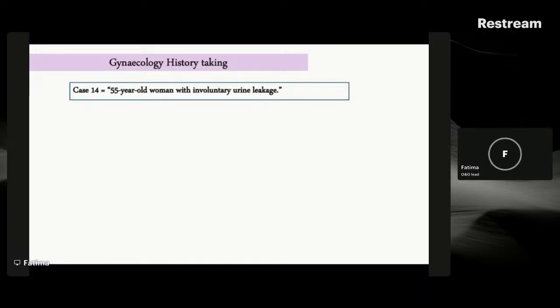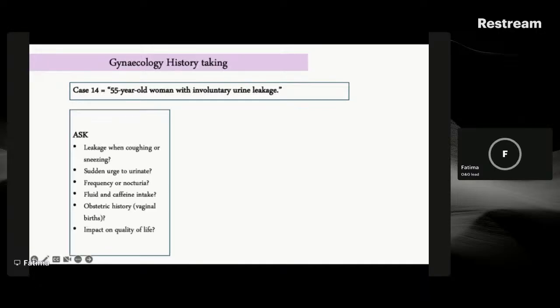Case 14, 55-year-old woman with involuntary urine leakage. What are the questions you'd ask? Differentials, what would the plan be? This scenario involves urinary incontinence, which is common in gynecological OSCEs as well. I would further clarify the pattern of the leakage, ask whether it occurs during coughing, sneezing, suggesting it's stress incontinence, or whether it follows a sudden urge to urinate, which suggests urge incontinence because of an overactive bladder, for example.